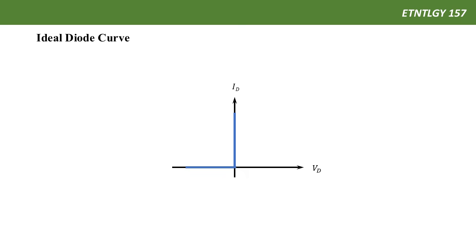This is the IV curve for the ideal diode. As you can see, there is no current when the voltage is below zero. That's the blue line on the left-hand side of the vertical line. And when the voltage reaches 0, suddenly the current jumps to infinite.